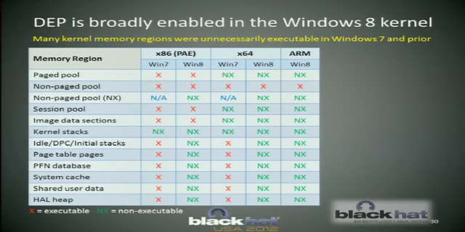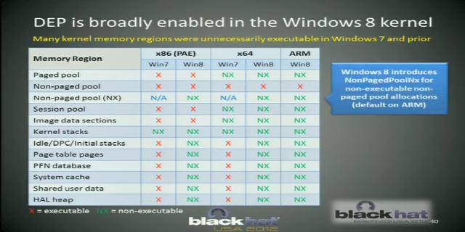One of the improvements is increased enforcement of DEP, data execution prevention, in the Windows 8 kernel. So this chart basically describes which kernel memory regions have NX enforced for various versions of Windows. And as you can see, for Windows 8, we've taken a holistic bottom-up approach to make sure that as many kernel regions as possible have NX enforced for them, especially on 64-bit and ARM as well. There are a couple of data points you may find especially interesting here.